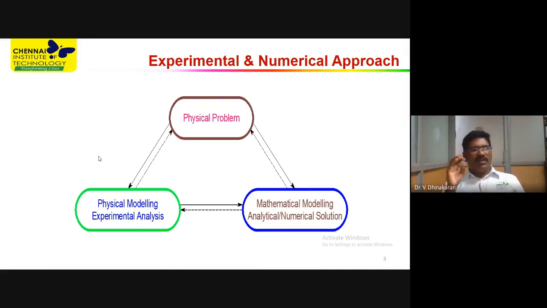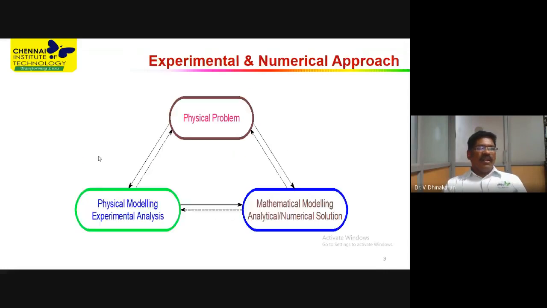Okay, so this is how computational mechanics has evolved in solving physical problems. So you should be clear. Whether you are a researcher or a student, and in future you are going to serve society, you should know how computational mechanics has evolved to solve physical problems.